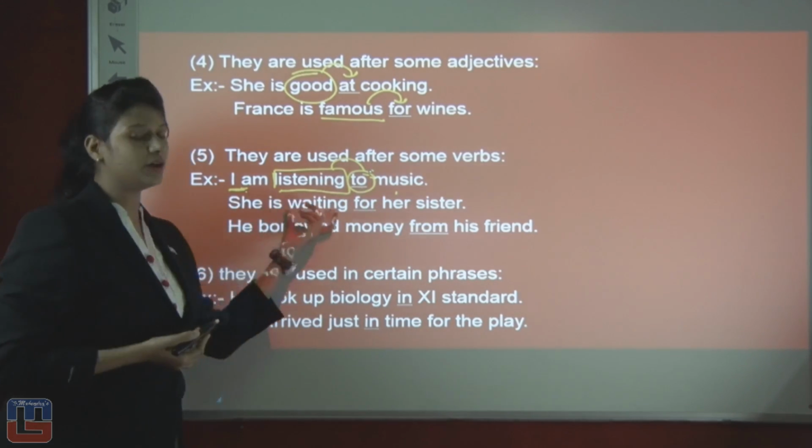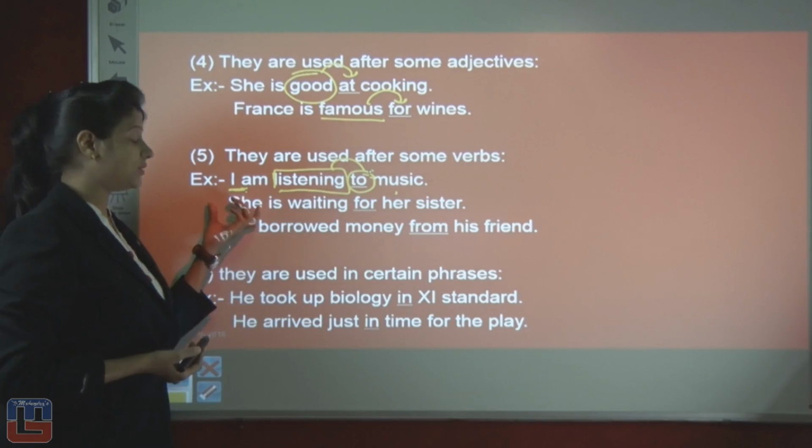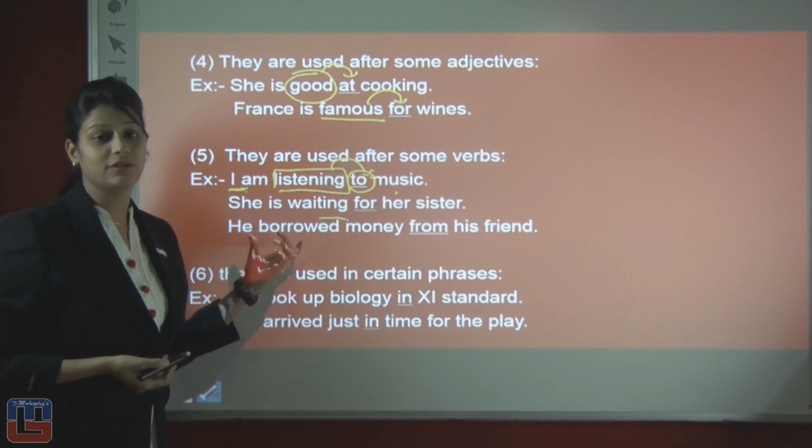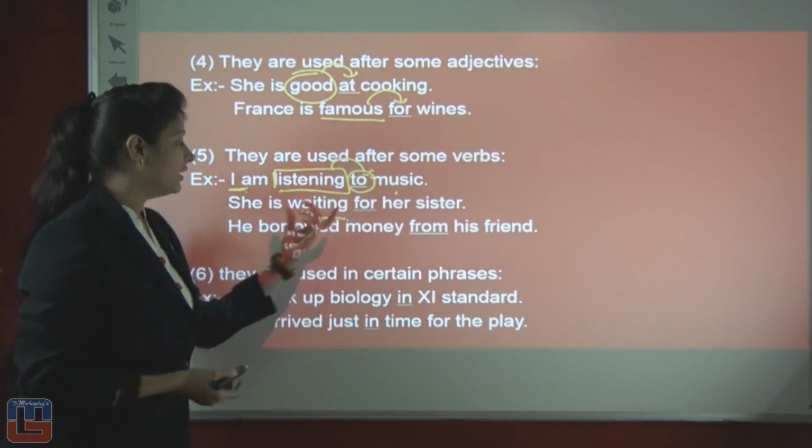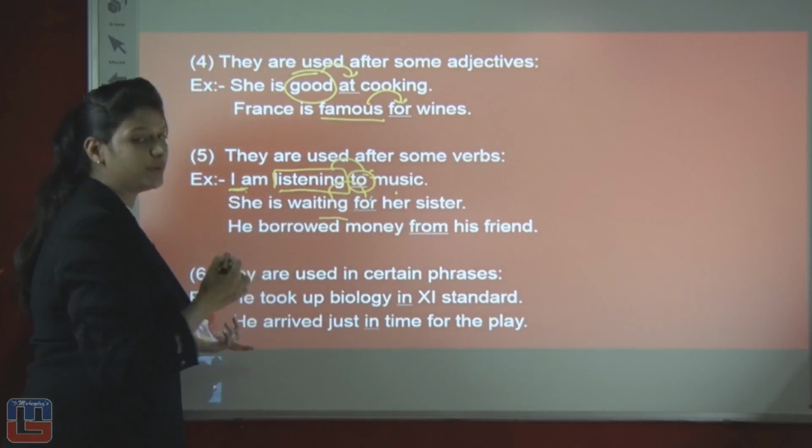Similarly, she's waiting for her sister. So she is the subject. The action performed is waiting. And waiting for whom? For her sister. Another verb that is followed by a preposition.